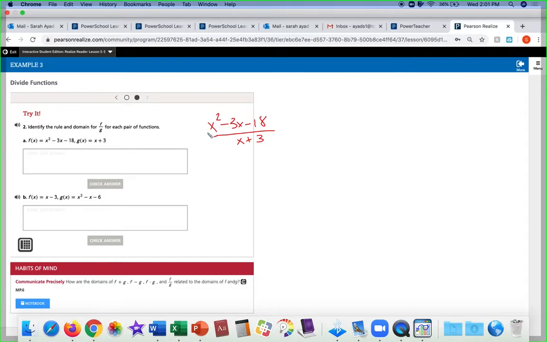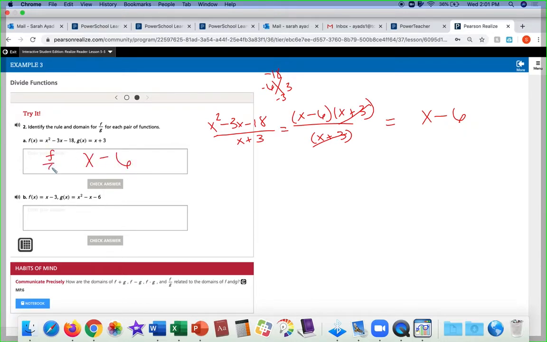So notice for number 1, luckily a is 1, so I'm thinking what multiplies to negative 18 adds to negative 3, and I get negative 6 and positive 3. Notice here, because a is 1, and only because a is 1, I could jump to my two factors. I see they have an x plus 3 in common, so I'm left with x minus 6. So f divided by g is equal to x minus 6 for try it A.